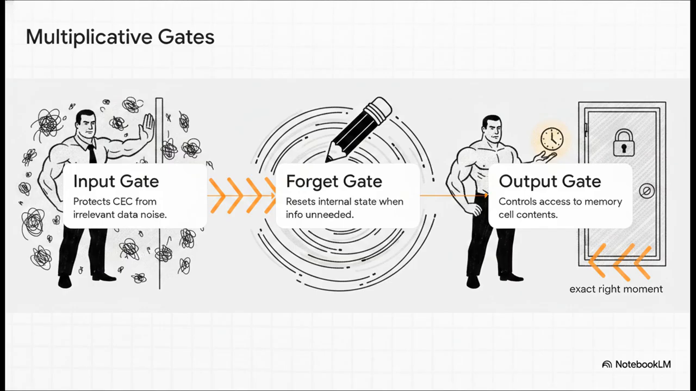You've got the input gate, protecting the memory from noisy data, the forget gate, which learns when to adaptively wipe the memory clean, and the output gate, which stops the cell's contents from leaking out and disturbing the rest of the network until the exact right moment.